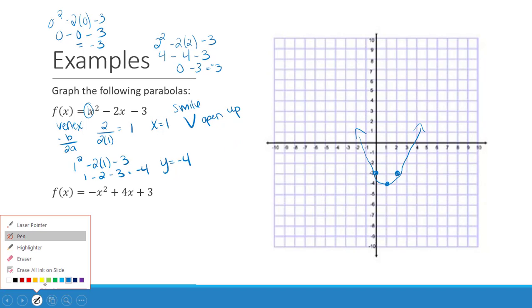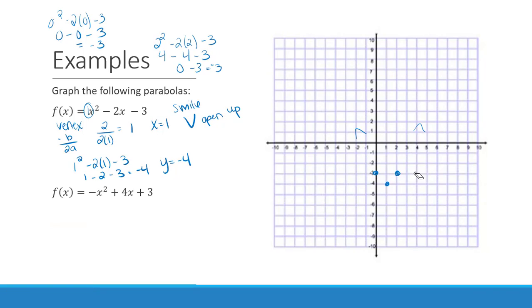All right, let's look at another example. So let me erase this here. So with this one, again, I want to establish what my vertex is going to be. So I'm going to do negative b over 2a. So the opposite of b is going to be negative 4. And then over 2 times negative 1, because keep in mind there's a negative 1 here. So this is going to be negative 4 over negative 2, which is going to give me a positive 2. That means x is equal to 2.